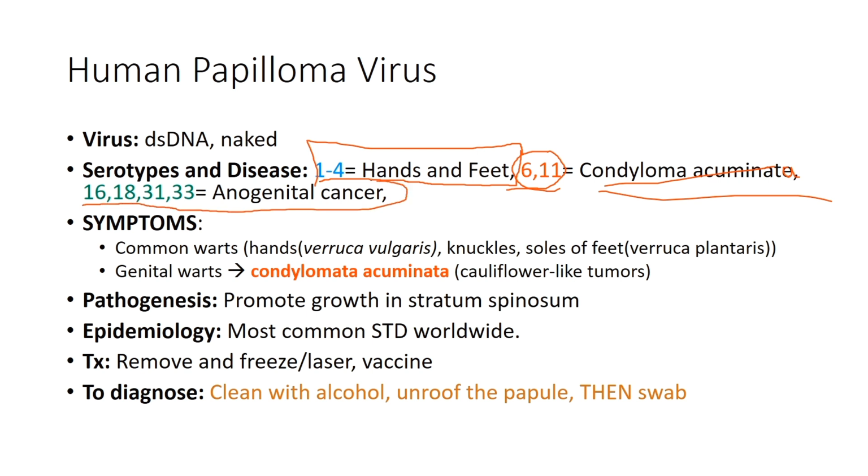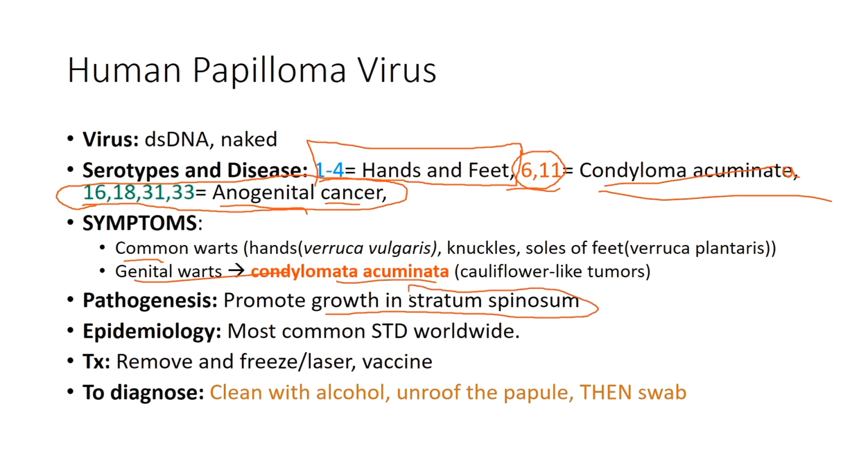Other strains, and these are your highly infectious ones and more commonly tested, is your 16, 18, 31, and 33. These are anogenital infections. This is the one that leads to why we do pap smears and such, so it can lead to cancers in those areas, also in males. Again, those common warts, genital warts, can lead to condyloma acuminata.